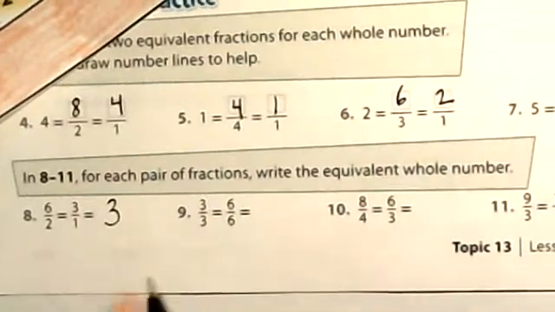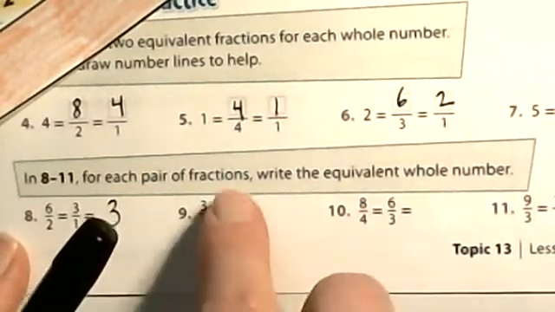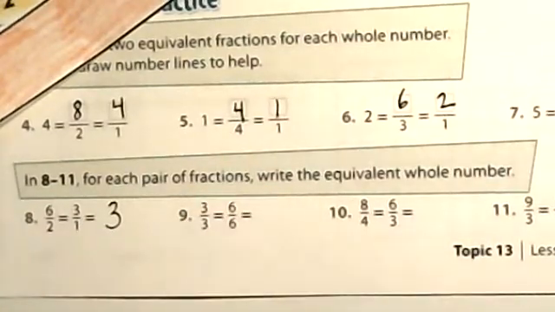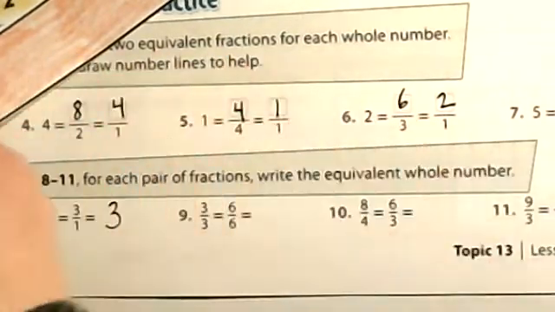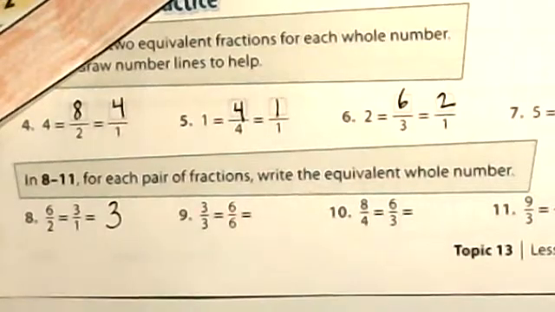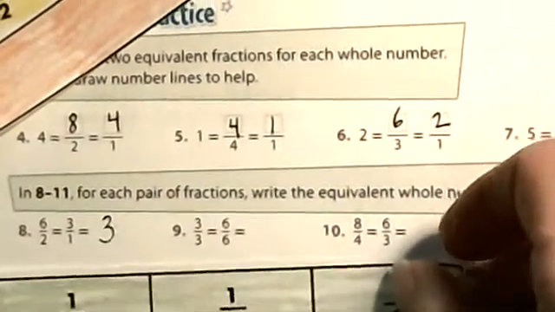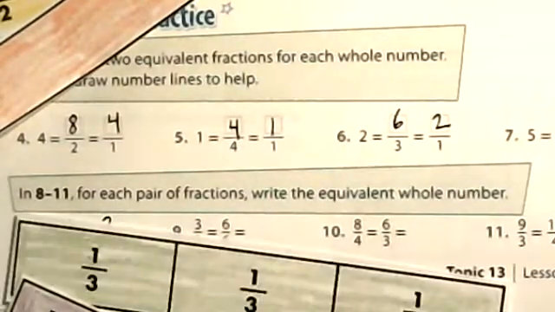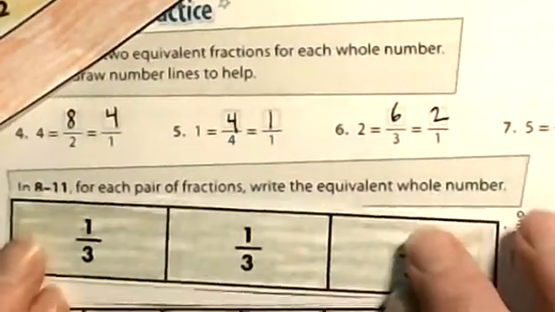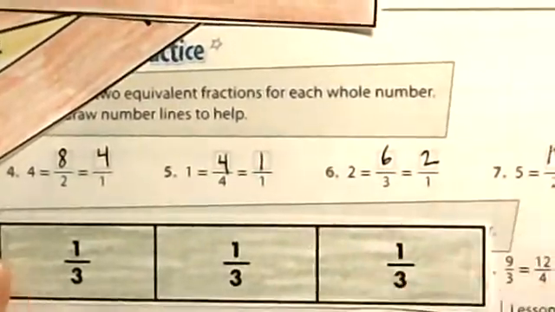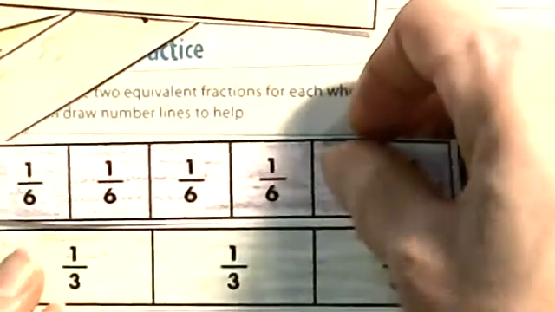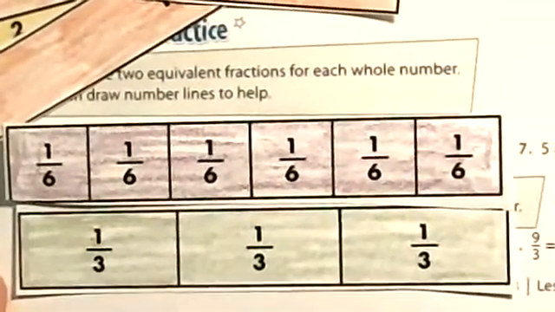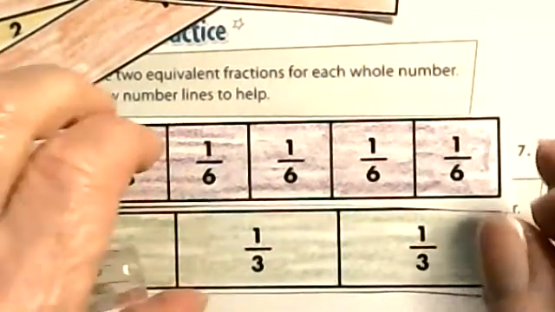3 over 3 and 6 over 6. Anytime you have a numerator and denominator that are the same, that's equal to 1 whole. 3/3, 3/3, and where's my 6/6? 6/6 is equal to 1 whole. So it's equal to 1.